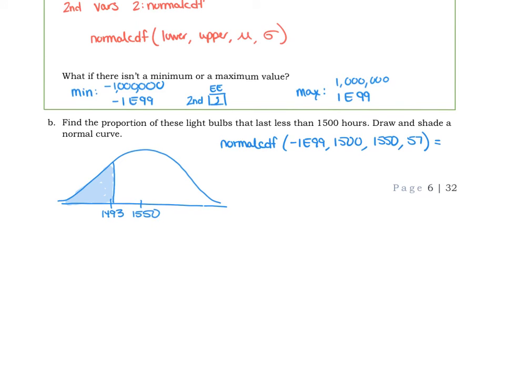All right, so hopefully you drew your normal curve. Again, I'm not putting in all of the numbers, 3 standard deviations above and below. If I go 1 standard deviation below at 1,493, I can get my 1,500 hours in for a quick picture. So again, we're going all the way down to the left. There is no minimum on that.